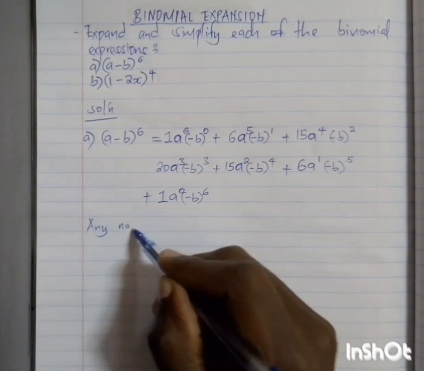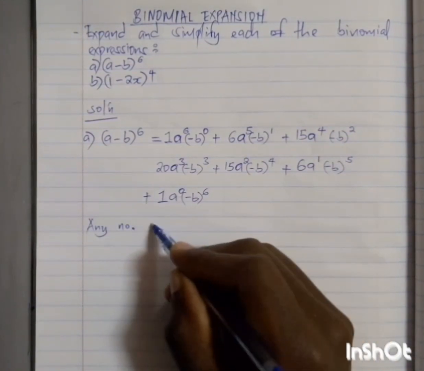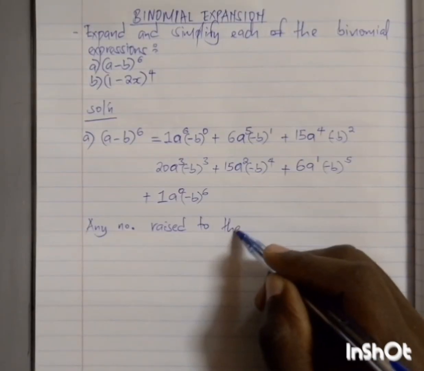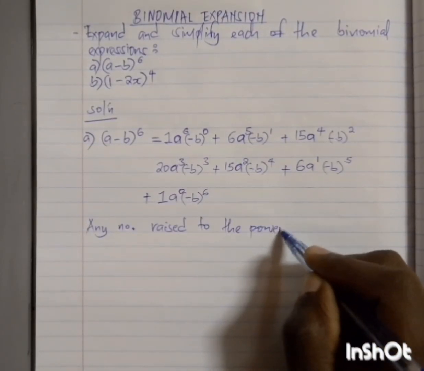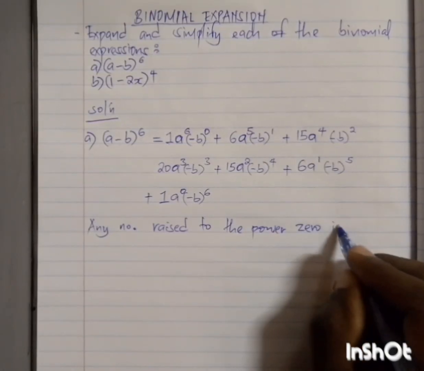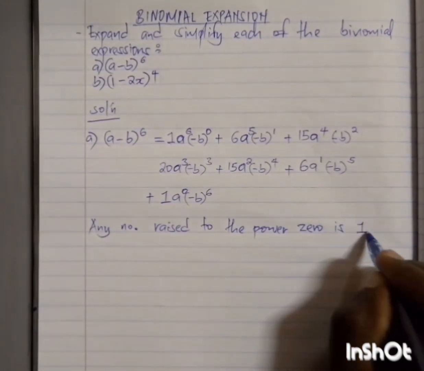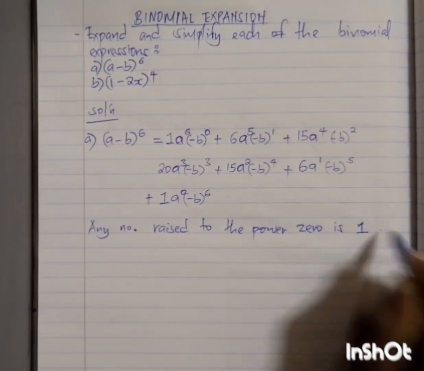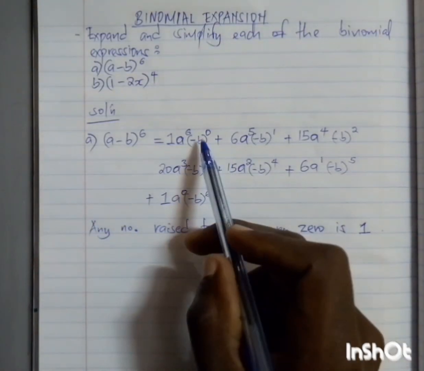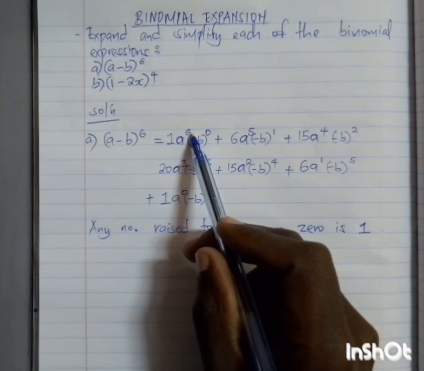Any number raised to the power 0 is 1. So it will always give you 1. Any number raised to the power of 0 will always give you 1. And then we come to simplify.